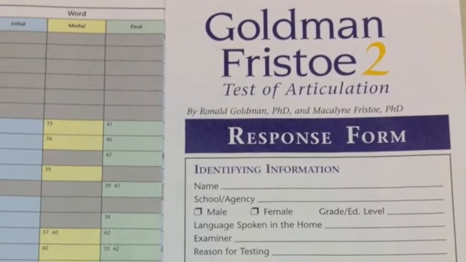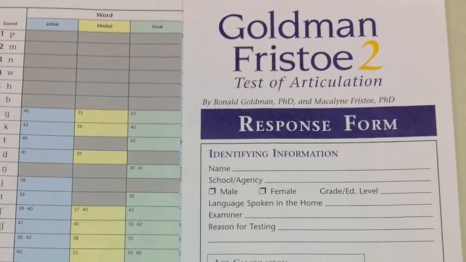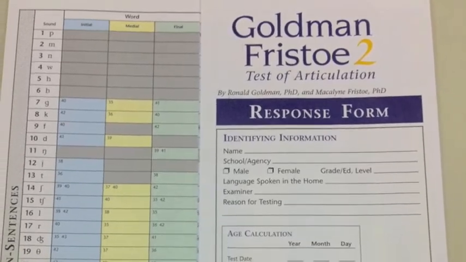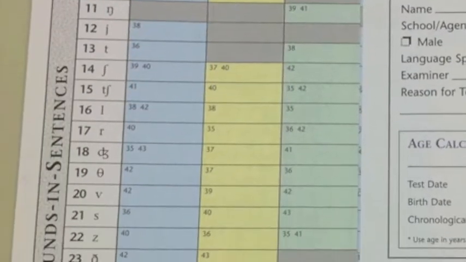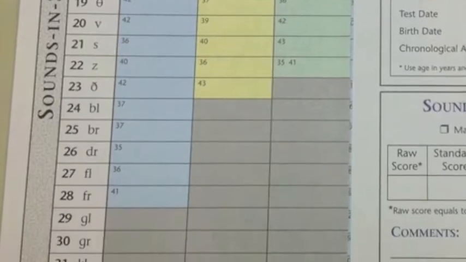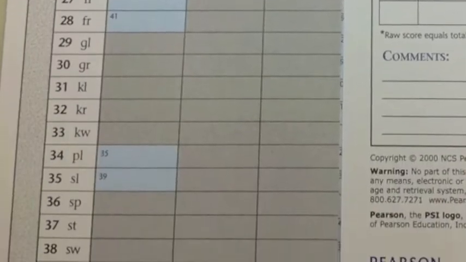The kit comes with 23 response forms. The clinician uses 1 form per individual to record their speech responses. There are 39 consonant sounds or clusters listed in alphabetical order. The response form has 3 grids for each of the 3 sections: sounds and words, sounds and sentences, and stimulability.